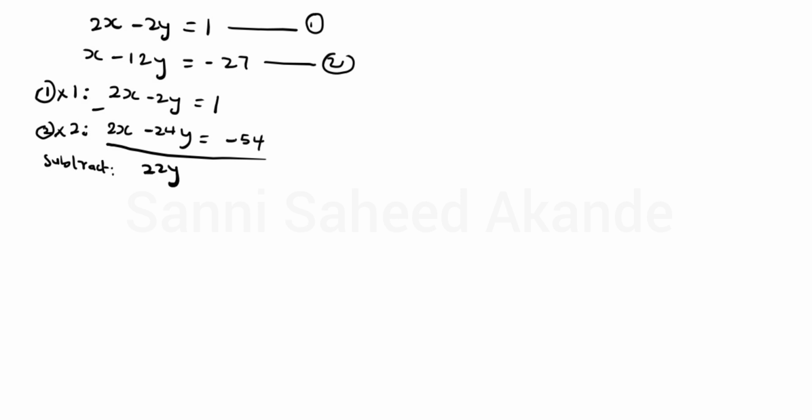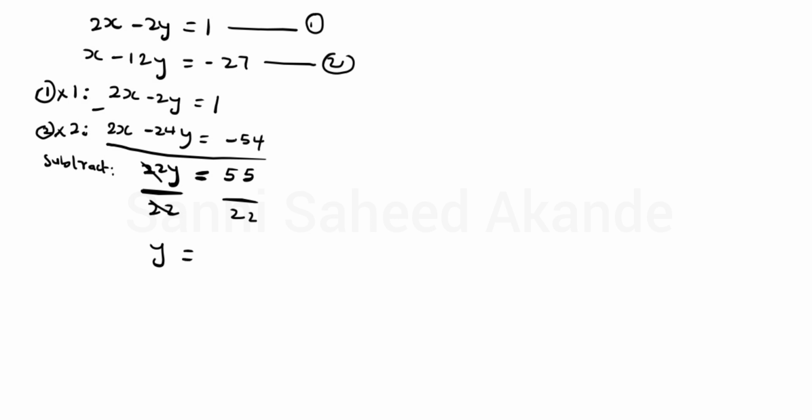22y equal to 1 minus 54. This minus times minus will be plus, so it changed to 1 plus 54, and that will be 55. So dividing both sides by 22 will give us the value of y, which is equal to 55 divided by 22. Okay, so I can reduce this to its lowest term by using 11 to divide the numerator and denominator.